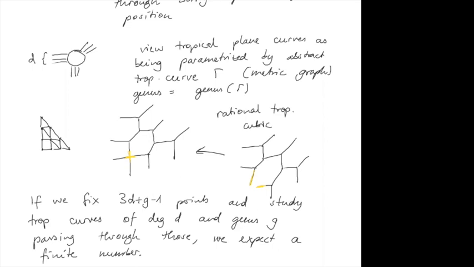Okay, so with that, we're pretty close to defining the analog of the number above in the tropical world, which will be called N_{D,G}^trop. And it should be something like the analogous count of tropical curves, but I'm not quite yet ready to define it. I have to introduce two more concepts.